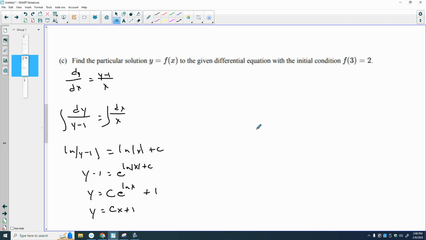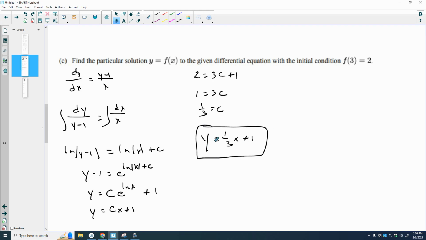Plug in the point, 3, 2. So x is 3, y is 2. So 2 equals 3c plus 1. Doing a little rearranging, 1 equals 3c, c equals 1/3. So final equation, y equals 1/3 times x plus 1. And there's my particular solution. It's kind of strange. A basic linear equation has a differential equation that looks like that.